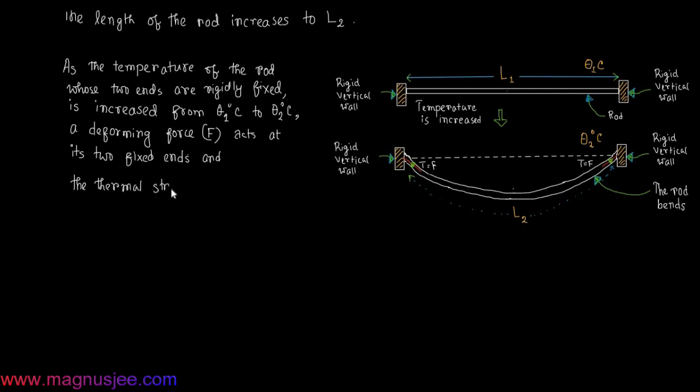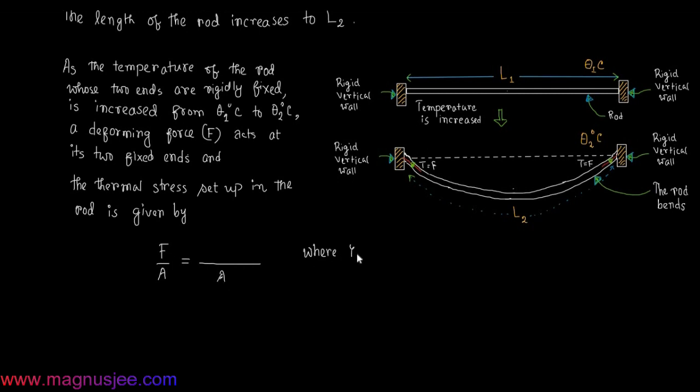The thermal stress set up in the rod is given by F by A, that is, deforming force divided by initial area of cross section.